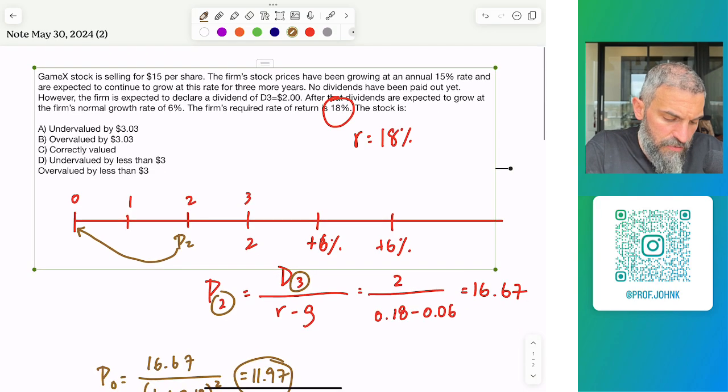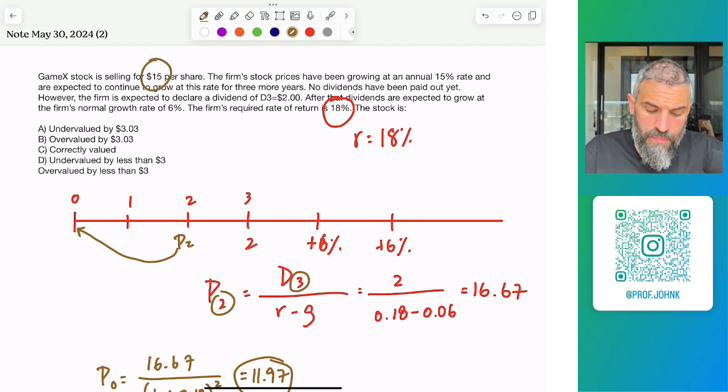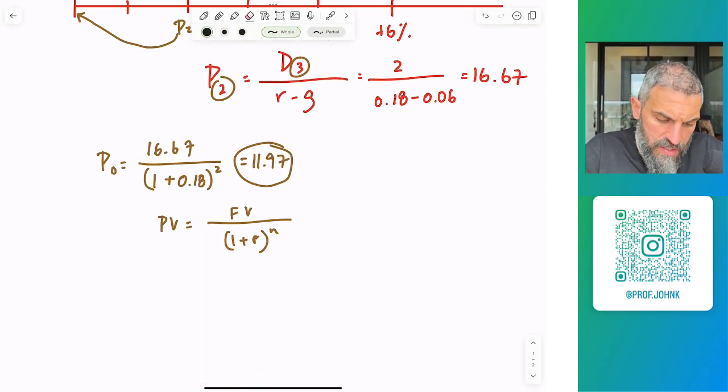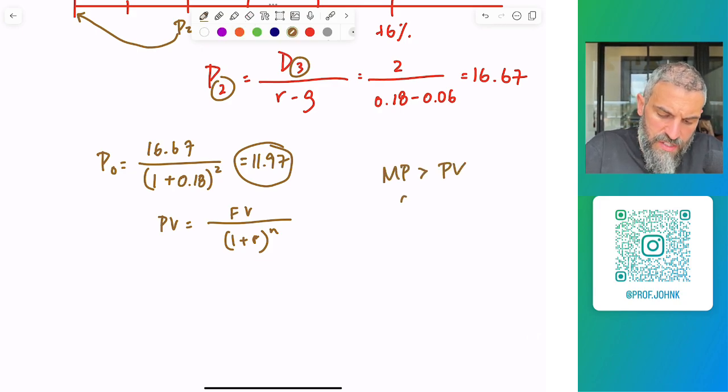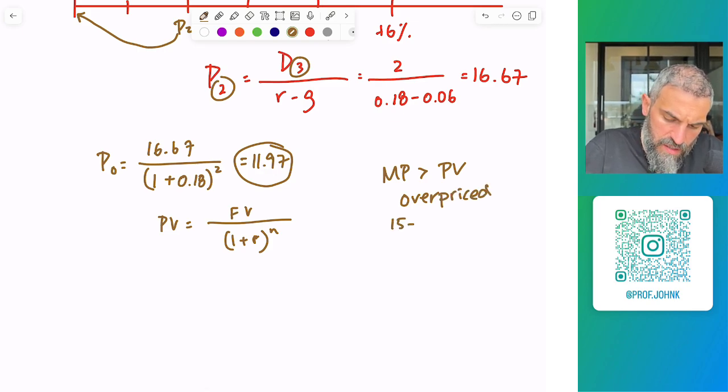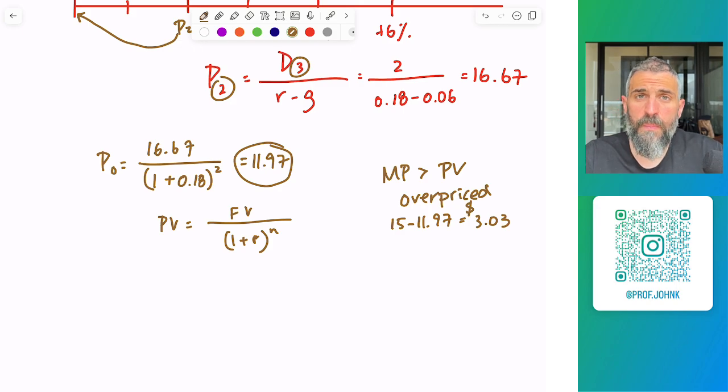Right now it's selling for 15. This is the market price. Since the market price is greater than the present value, it's overpriced, and it's overpriced by 15 minus $11.97, which is $3.03. So it's overpriced by $3.03.